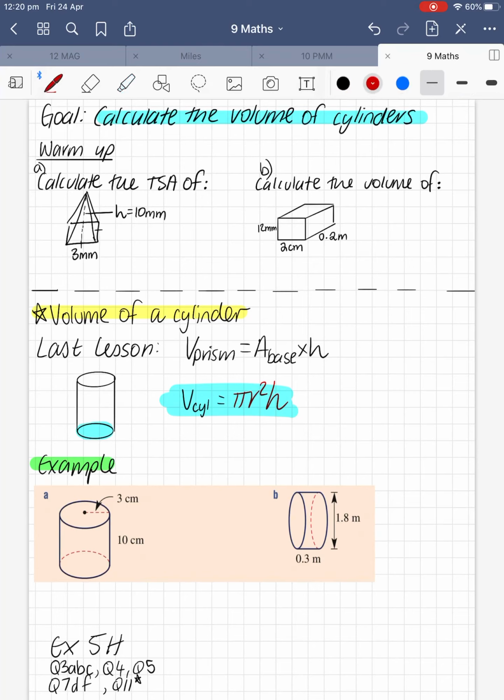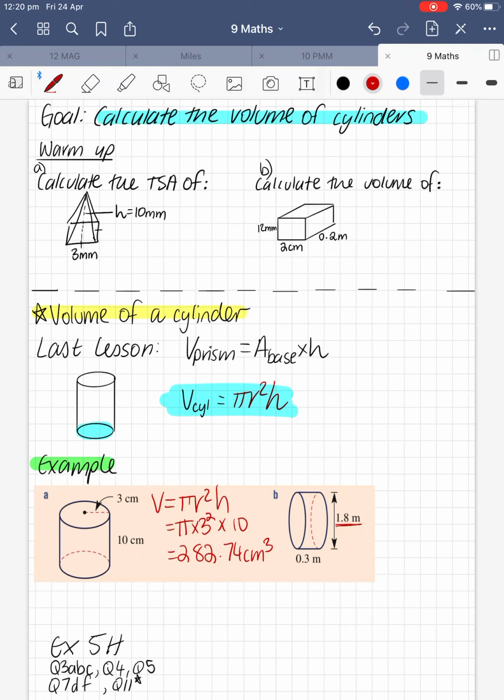So with that, we're going to do 2 examples now. Let's have a look at this first cylinder here on the left. We can see that its radius is 3 centimeters with a height of 10 centimeters. We're simply going to write that the volume equals pi r squared h. Substitute in our values. So that's pi times 3 squared times 10. And to 2 decimal places, that gives us the answer of 282.74 centimeters cubed.